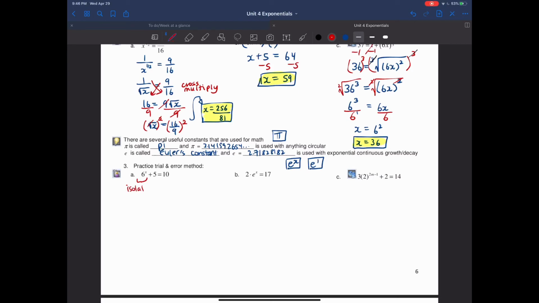Well, in order to isolate it, I need to do BEDMAS backwards. So what am I going to do? I'm going to subtract the 5. And so I'm going to get 6^x is equal to 5. So hopefully you're with me so far.